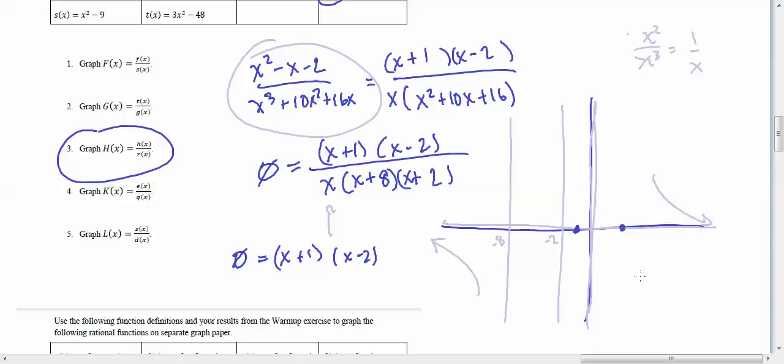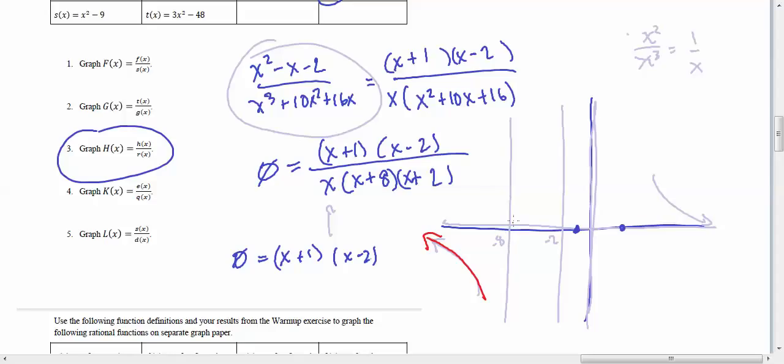How does this graph look? This one's kind of interesting. All right, here's what my guess would be. I'm thinking that, let's see, it must come this way. Okay, that's for sure.